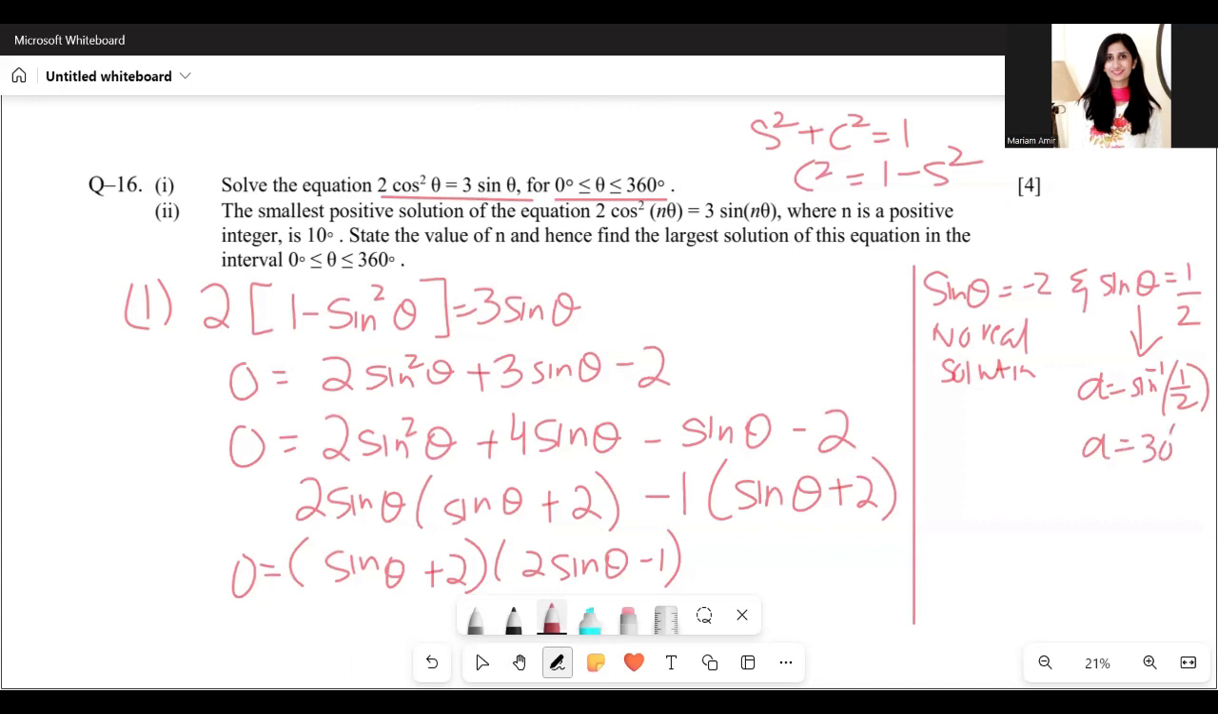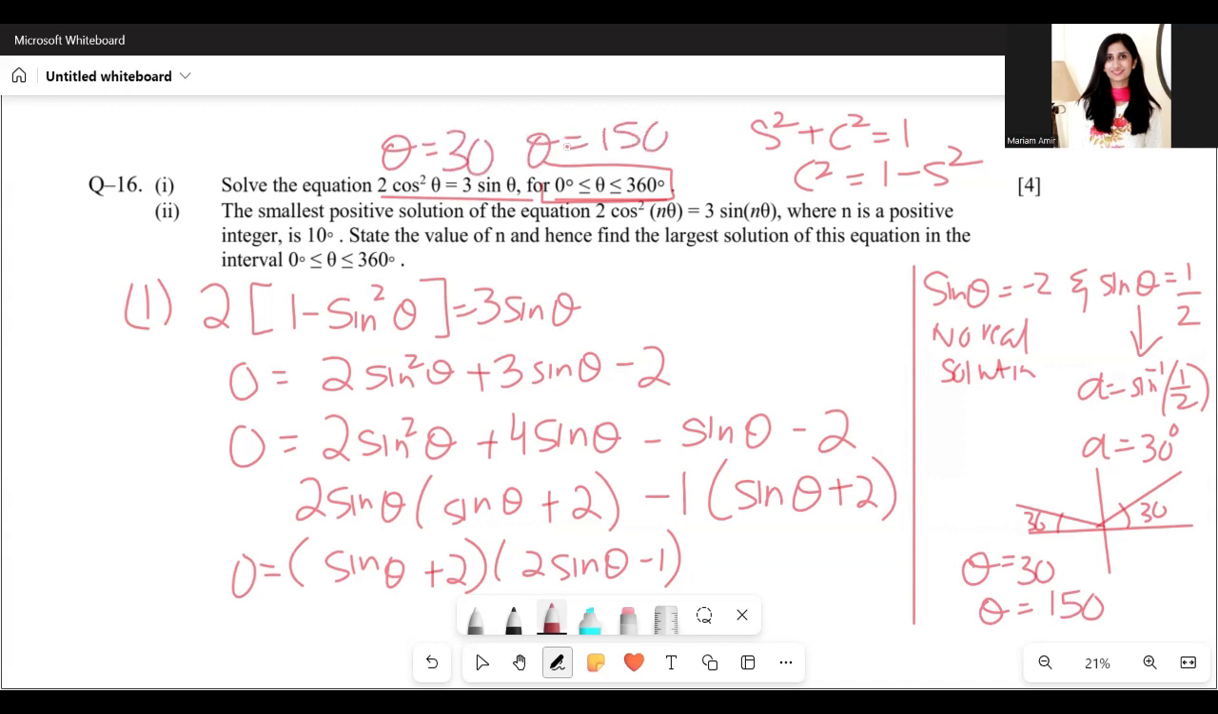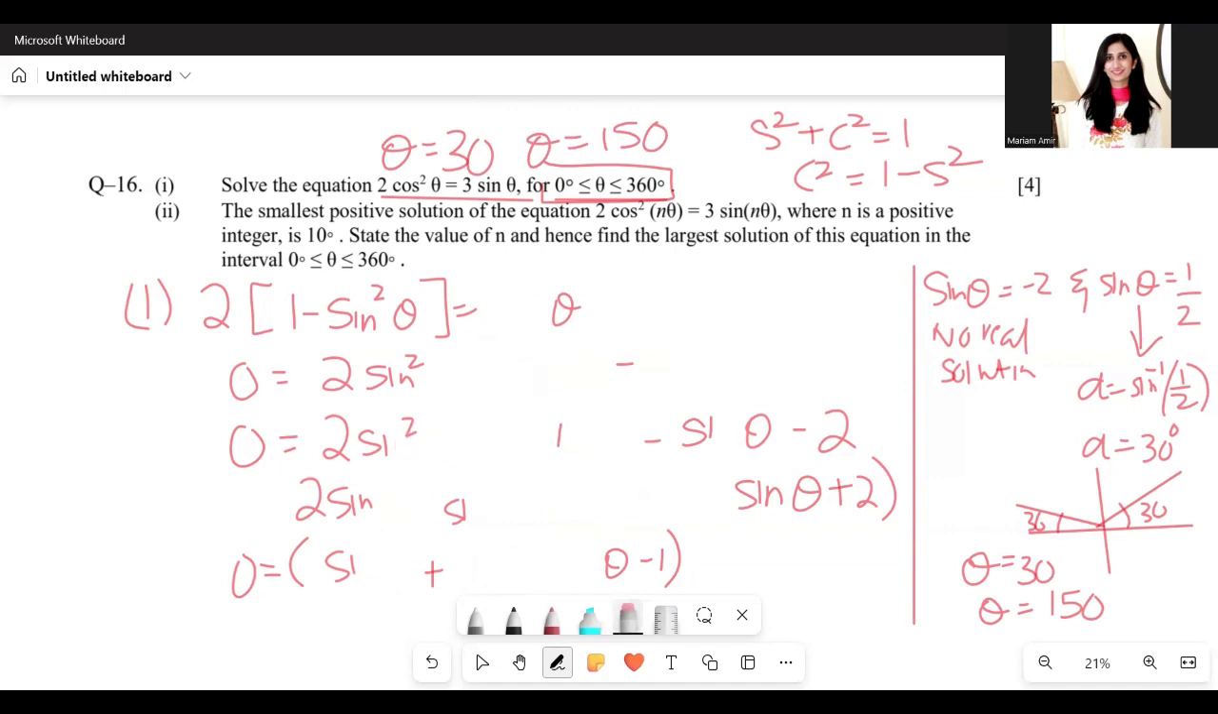Here we're going to find the absolute angle first, which is sine inverse half, which is 30 degrees. And we plot it in the first and the second quadrant where sine is positive. So we're getting two answers within the given domain, which is 0 to 360. One of the answers is theta equals 30, and the other answer is theta equals 150. We got 30 and 150 as answers for part 1.